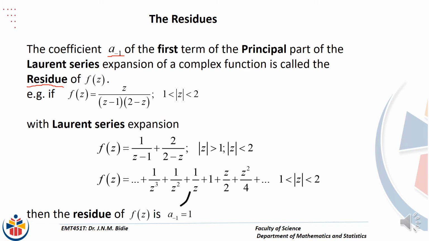Therefore, the first term in the principal part gives us a coefficient a to the power negative 1. Hence, I've indicated here the coefficient of 1 over z is 1, which is our residue.